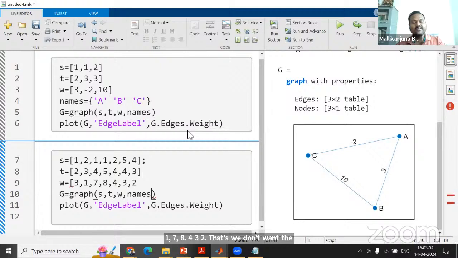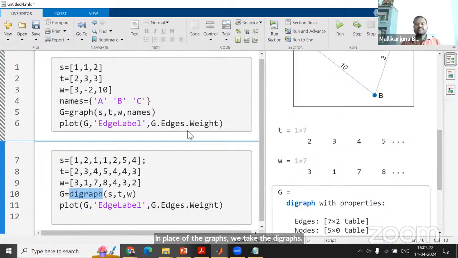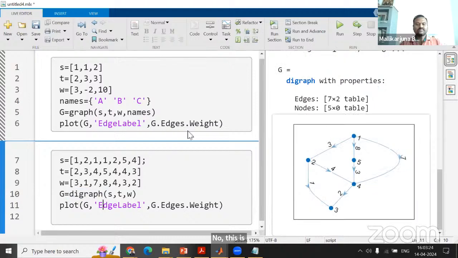Now, simply we remove those names. In place of graph, we take digraphs. That is the only difference. In place of the graphs, we take the digraphs. Now, this is the digraph along with weights, directed graphs.